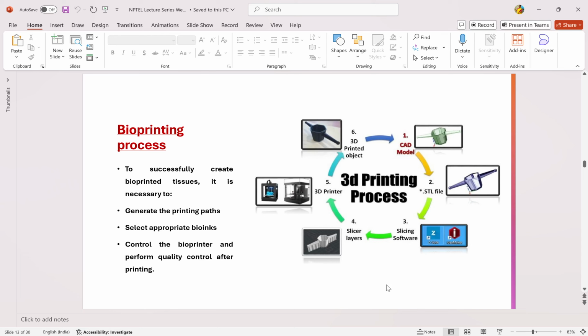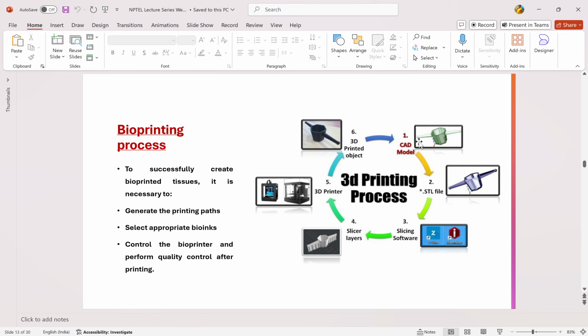So what will you be doing in this 3D bioprinting process? Just to give an overview, first you have to make a CAD model. You have AutoCAD software in which you make a 3D model of your organ. This is the most difficult part: the more complex your organ, the more difficult it is to make the model.